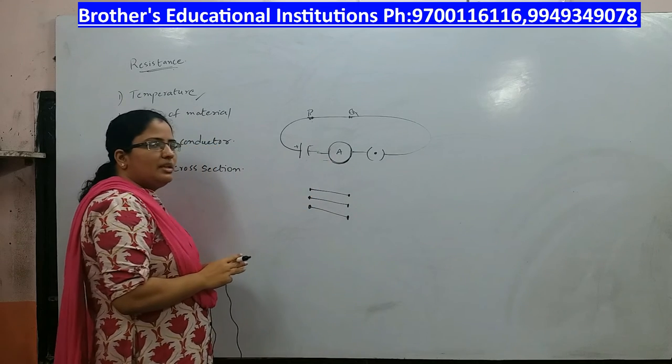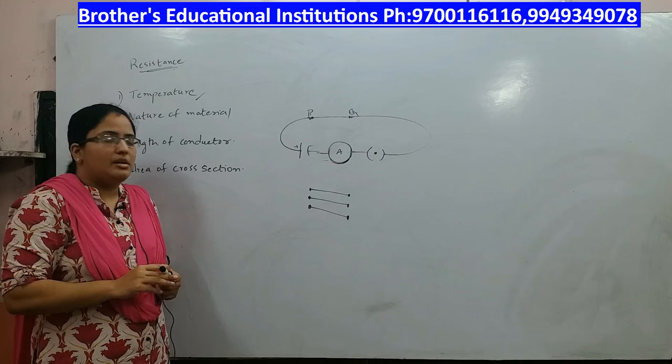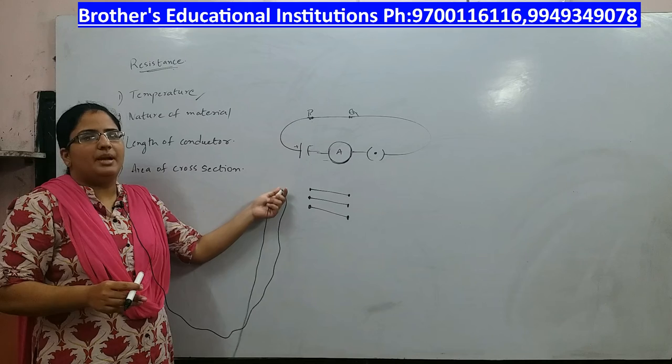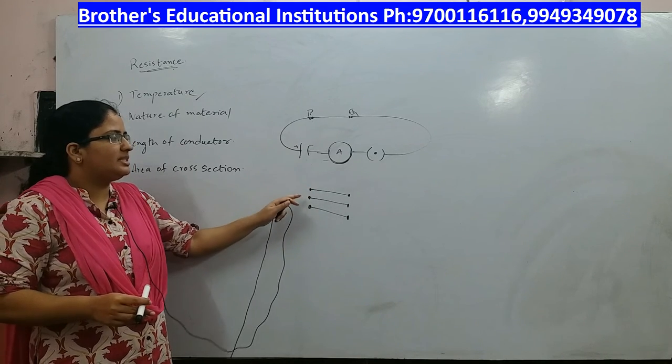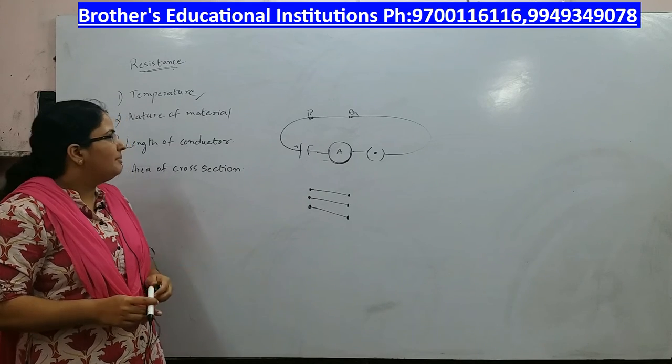This is because the arrangement of the lattice ions and the number of impurities present in each material is different. So because of this the current is different. This shows that resistance depends upon the nature of the material.